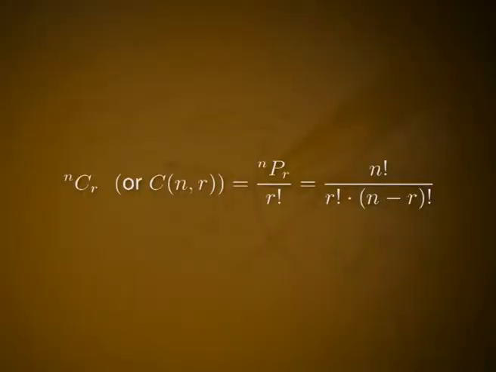This discussion leads to the following definition. Combinations or selections. The number of combinations of n items taken r at a time is nCr or C(n,r) equals nPr by r factorial equals n factorial by r factorial into (n minus r) factorial. From the definition, it is clear that nCr equals nC(n minus r).